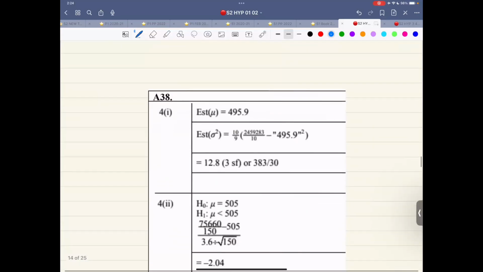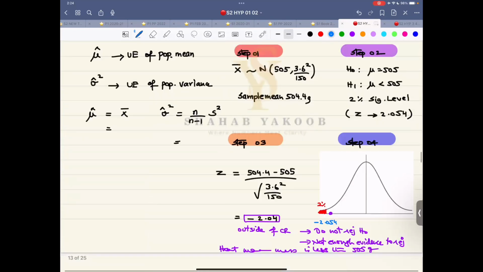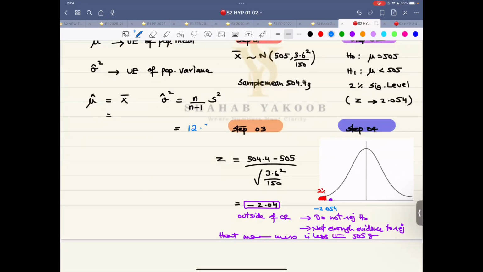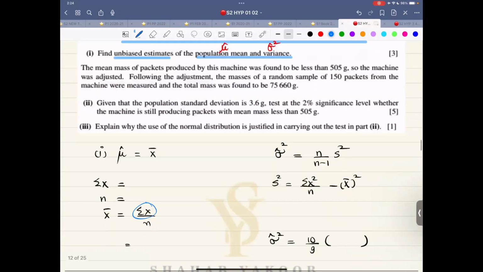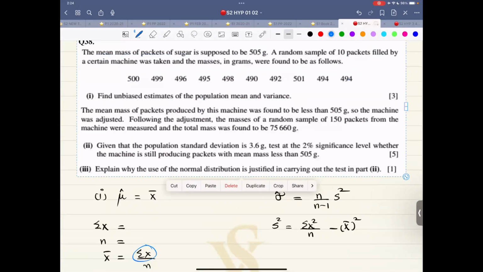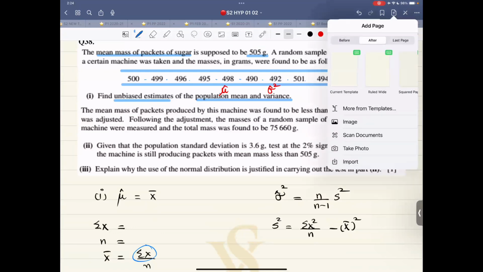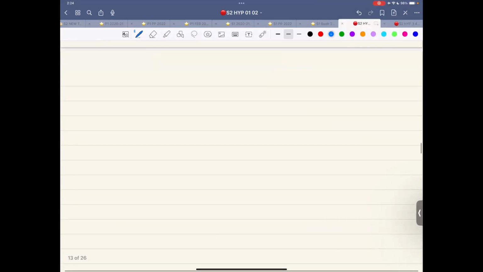So over here, the unbiased estimate is coming out to be 495.9, and this one is the mean, 495.9, and this is 12.8. That is how these two are obtained. All good? Now let me show you the working, and then we have some working with which we can check.